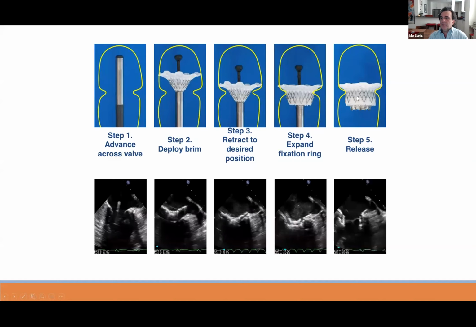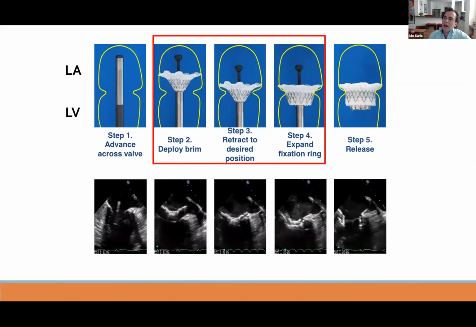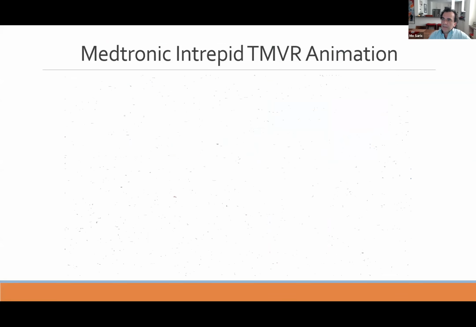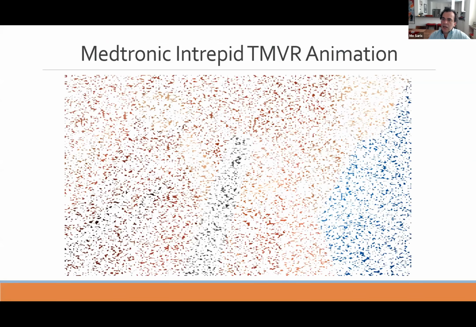And then when we are satisfied, we fully inflate the prosthesis, and there are little anchors on the outside of the outer brim that catch the native leaflets and the annulus to anchor it in place. And this is the left atrium, left ventricle. And then this is the next step, how we open the valve partly and then finally deploy. And this is just a little animation of how we do that.